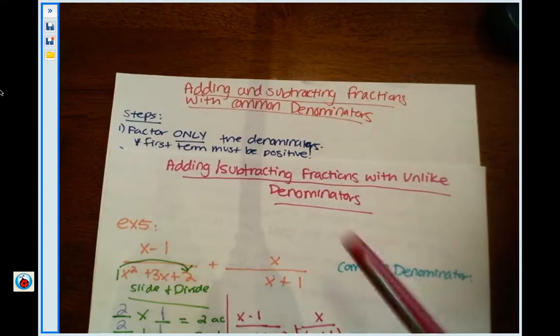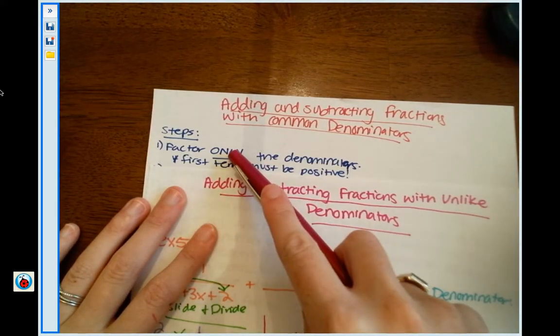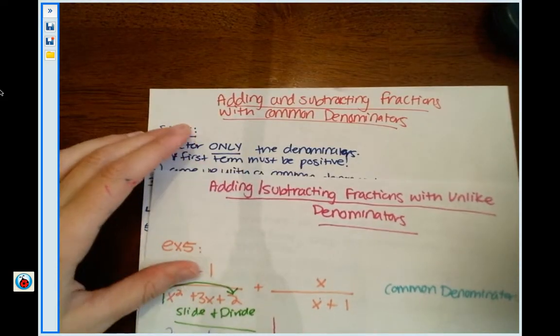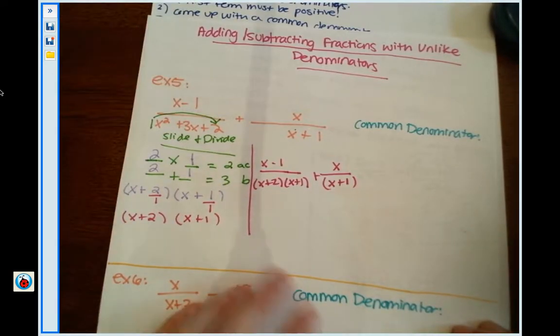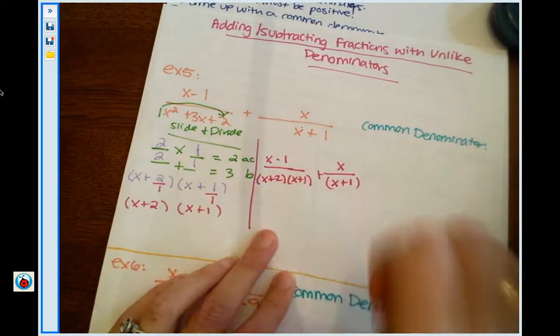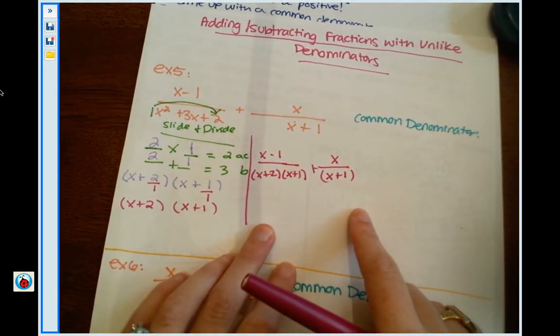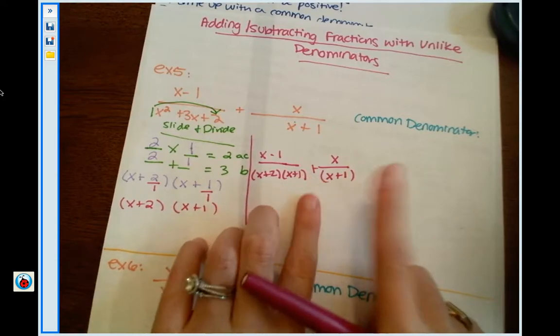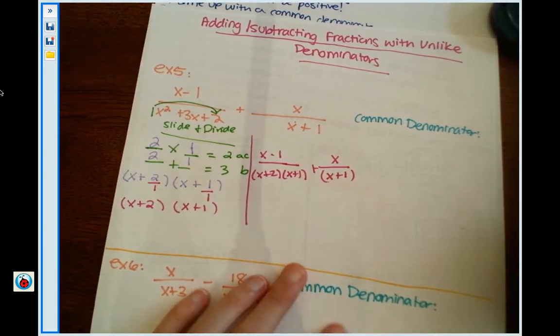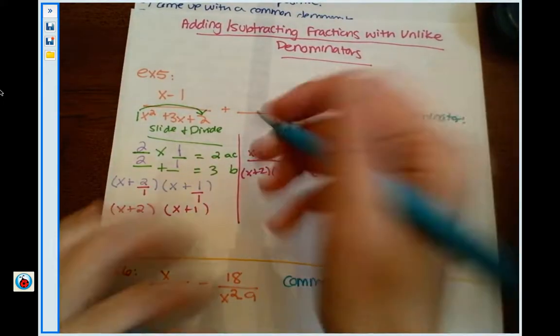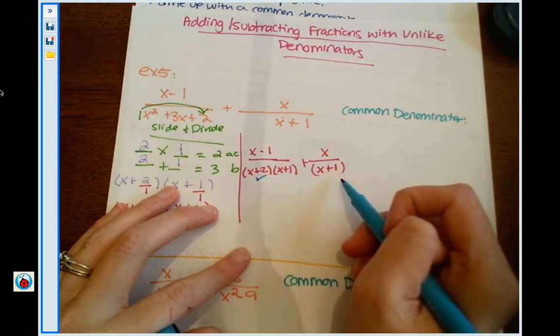Okay, so next step, we factored the denominators. Check. Next step, come up with a common denominator. Okay, so remember, we grab one of every single factor we see in the denominator, and if you see one that repeats between both of the denominators, we pick the one with the highest exponent. So I see an x plus 2 here. I don't see any more x plus 2's.